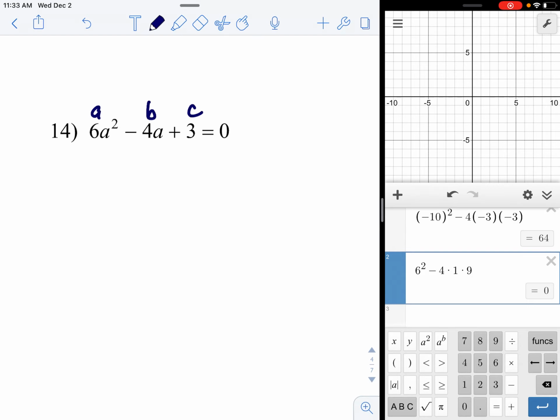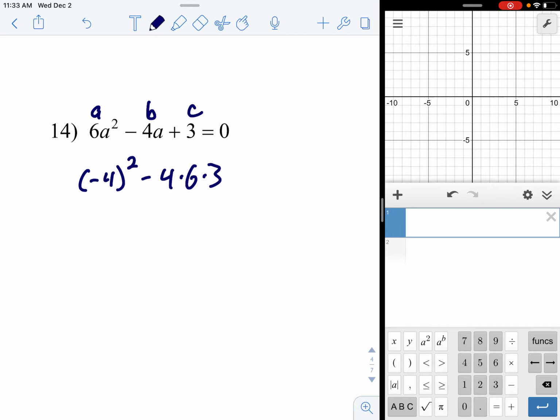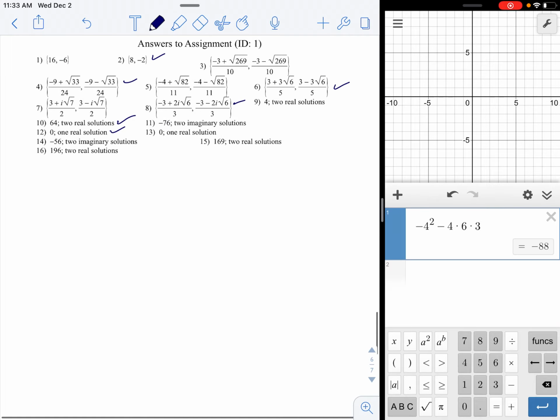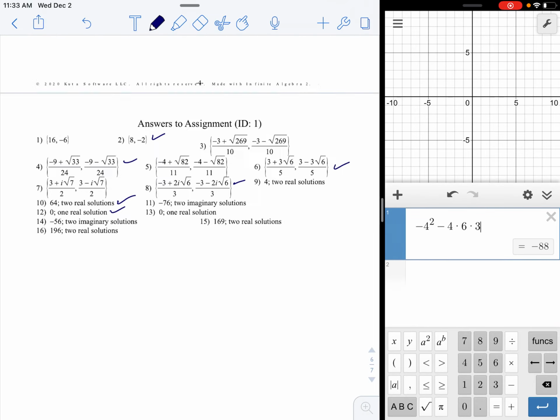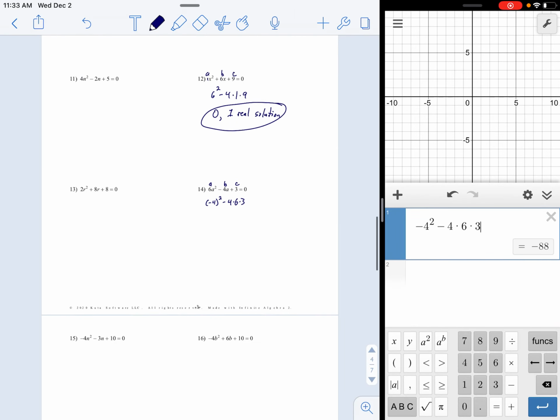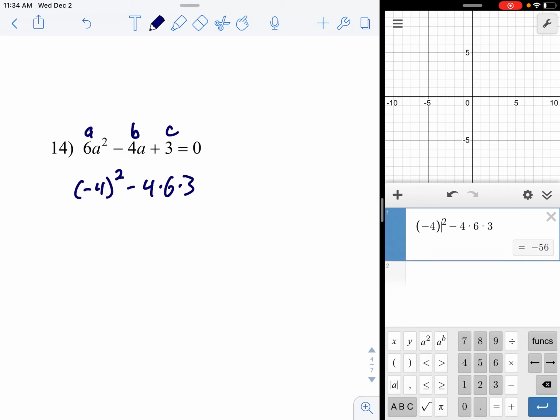So negative 4 squared times 4 times 6 times 3. You know what? Just for kicks, I'm going to do this wrong on the calculator. Negative 4 squared minus 4 times 6 times 3. I get negative 88. Let me check number 14. Is the answer negative 88? No, it is not. So let me go back to Desmos and actually do it correctly. Now, negative 56. Now we do have it correct. So those parentheses make a big difference.